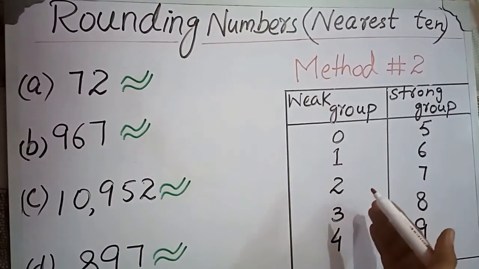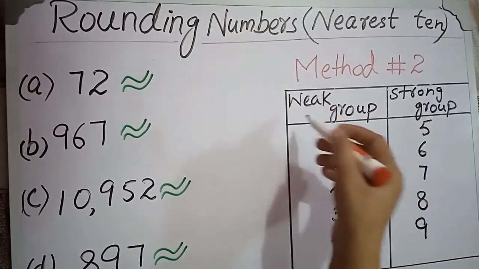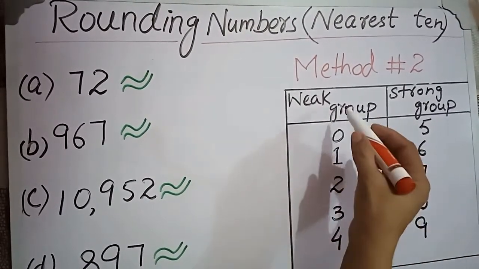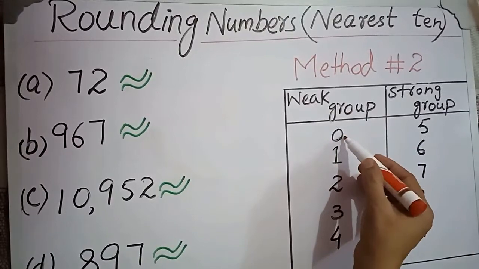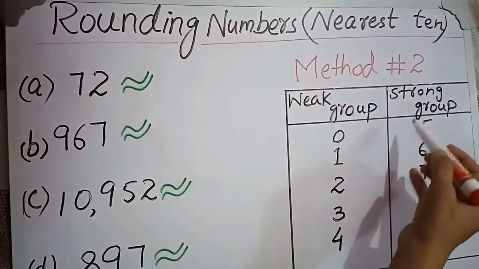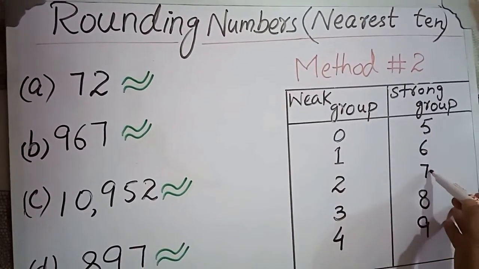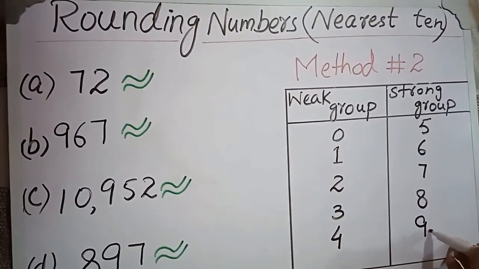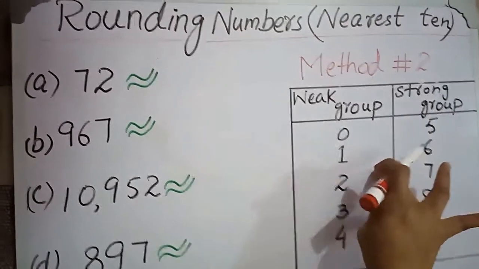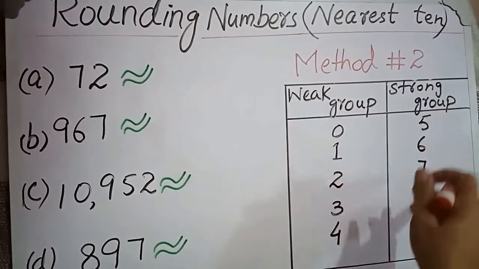In this table we have two columns. In column number 1, we have the weak group. The weak group digits are 0, 1, 2, 3 and 4. But in the second column, the strong group, we have the digits 5, 6, 7, 8 and 9. Just keep these digits in your mind about the weak group and strong group.